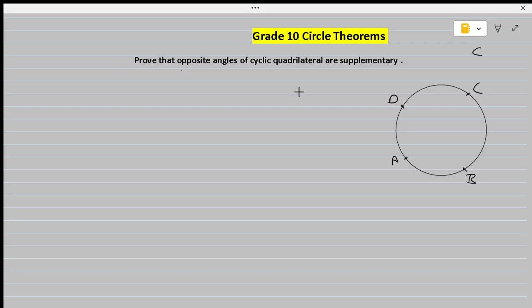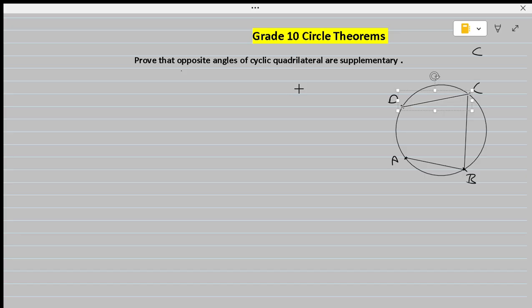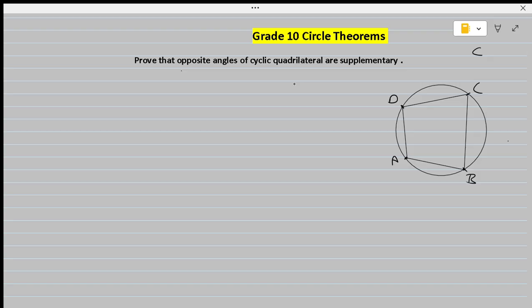So let's join here. I join A with B, then B with C, then C with D, and finally A with D. This way, the quadrilateral that has been formed is the cyclic quadrilateral, and its opposite angles are A with C, and another pair, B with D. These pairs of angles are supplementary, that we have to prove here. Supplementary means their sum will be 180 degrees. I'm going with only one pair.